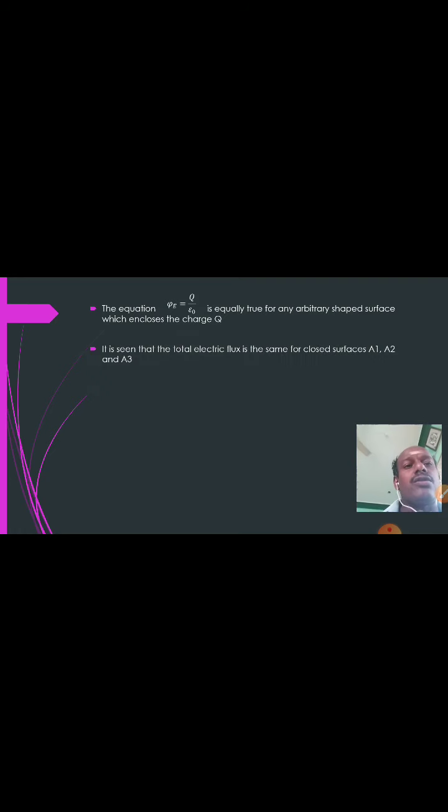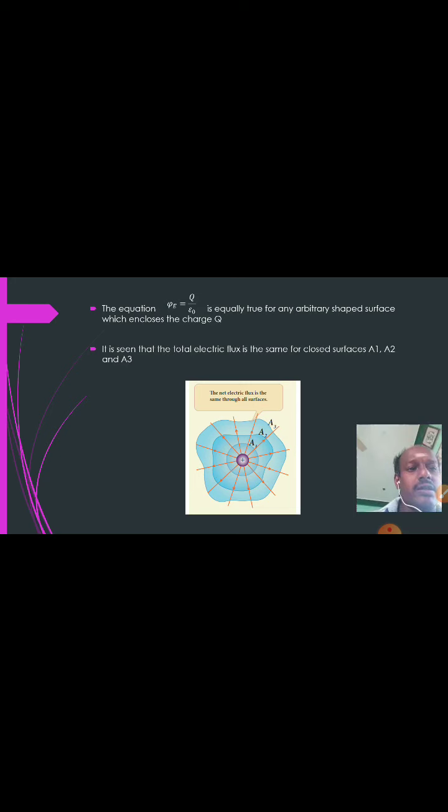And it is seen that the total electric flux is the same for closed surfaces A1, A2, A3. Look at the diagram. The electric flux depends only on the charge, not on the area. It is a very, very important thing. Now we are going to discuss Gauss's law. Maybe for you it is an important question.